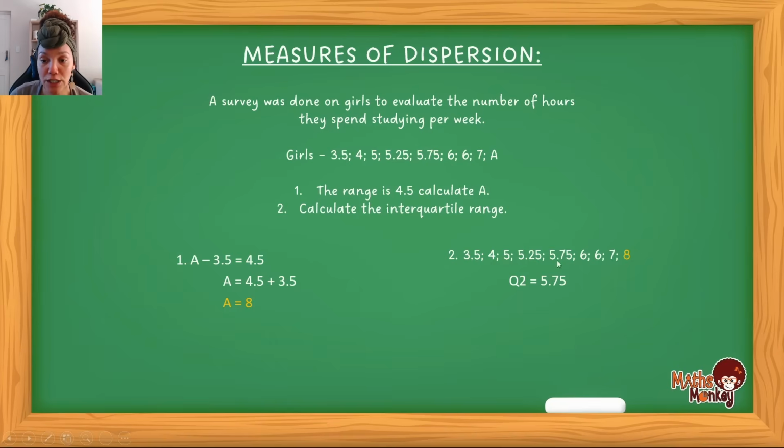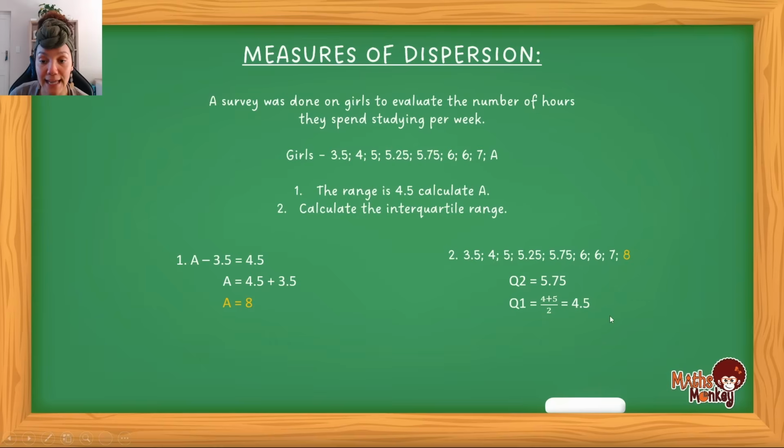In this case, quartile 2 is 5.75. That is my center. To find the center of the lower half, I can already see it's going to be between 4 and 5, because there is one value on this side and one on that side. So quartile 1 is 4 plus 5, divided by 2 to find the center between these two values, and it's 4.5.